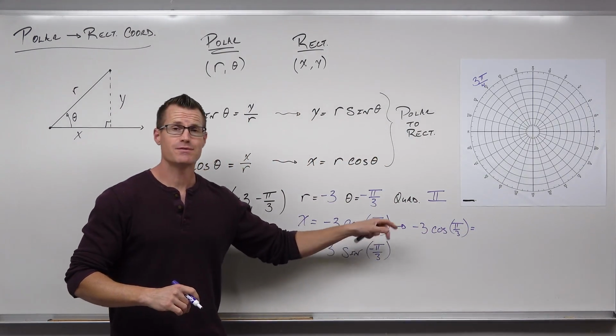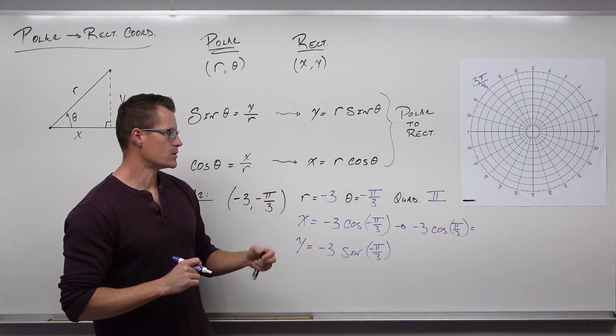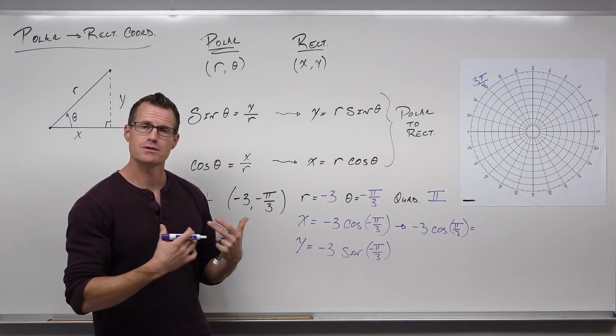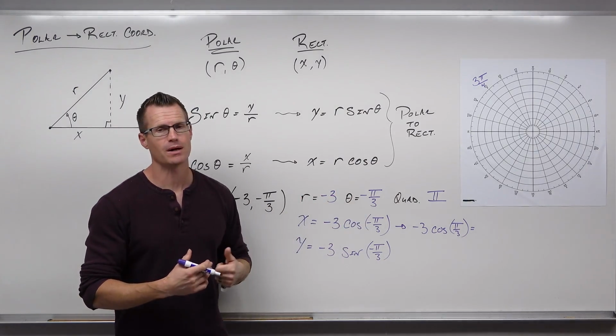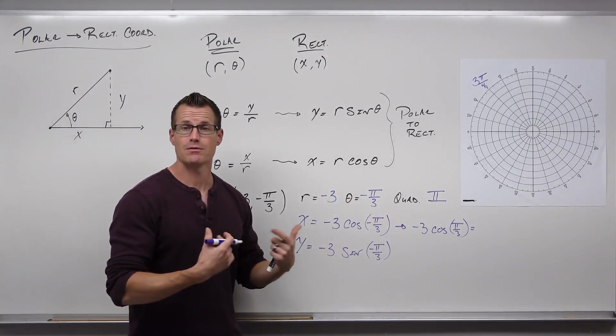So because cosine's even, you can do that to figure out the value, the x coordinate of that angle. So cosine pi over 3 is positive 1/2. Cosine of negative pi over 3 is positive 1/2. So negative 3 times positive 1/2 is negative 3/2.